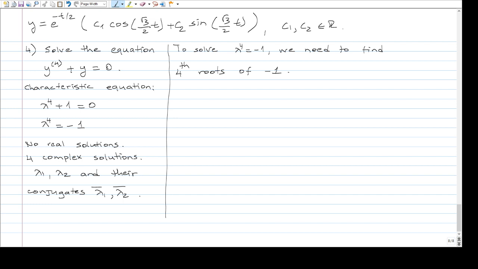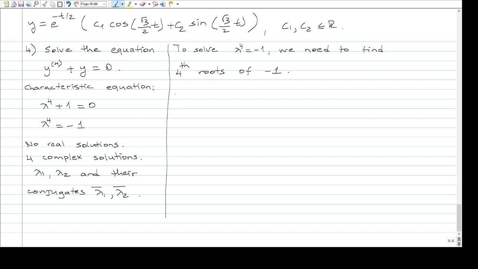I want to explain a geometric method to do this. You can apply this to any root of minus 1. In fact, it can be generalized to any root of any complex number, but here we are just going to concentrate on the roots of minus 1.